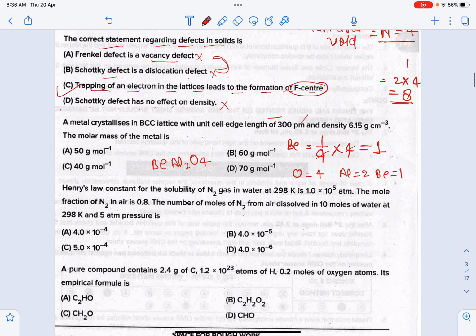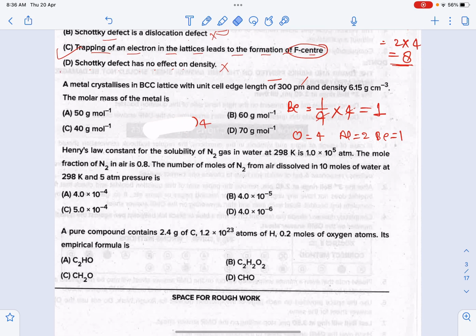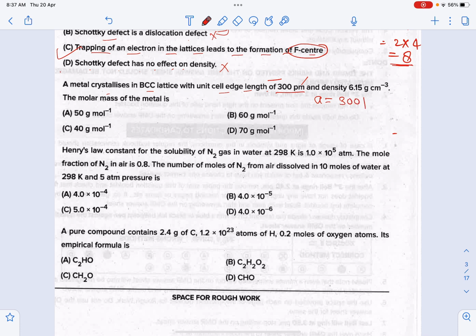Now the next question, question number 3: a metal crystallizes in BCC, body centered cubic lattice, with unit cell edge length, that is a, given as 300 picometer. If we convert into meter, then it will be 3 into 10 to the power 6 meter. Let me correct one thing, it is not 10 to the power 6 meter, it will be 3 into 10 to the power minus 12 meter.